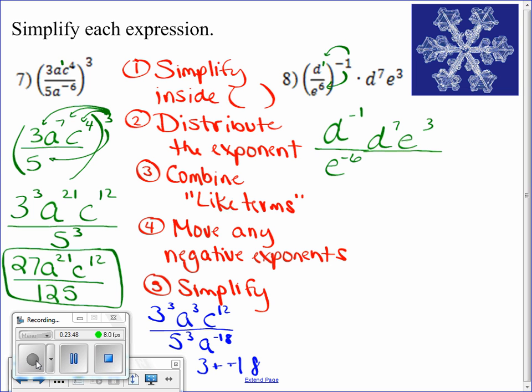All right, step 3, combine like terms. Yeah, let's put the D's together. What do I do with their exponents? Technically, what am I doing? I'm adding. Negative 1 plus 7 is 6. And then my E's, what am I doing with those? Technically, I'm subtracting, right? Because I'm doing 3 minus negative 6. So I know I'm adding, but I was subtracting actually. So that'll change that. So it's E to the 9th. Move any negative exponents, simplify. I'm done.